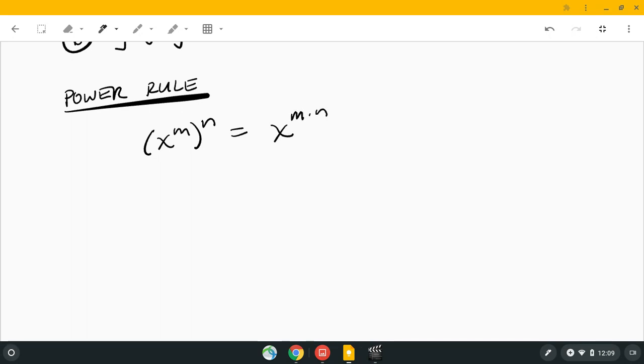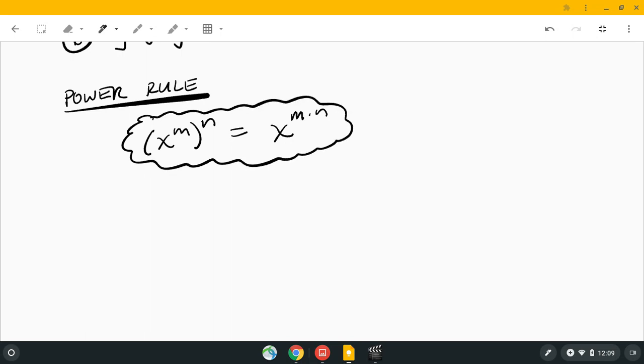Let's take a look at this one, the power rule. This one says that if you have something raised to a power and then you raise it to a power again, then you can just multiply those powers, those exponents. So for example, if you have x to the 3rd raised to the 5th, then according to this power rule, that would just be x to the 3 times 5, which is x to the 15th.